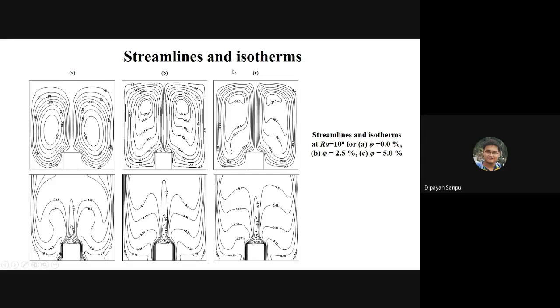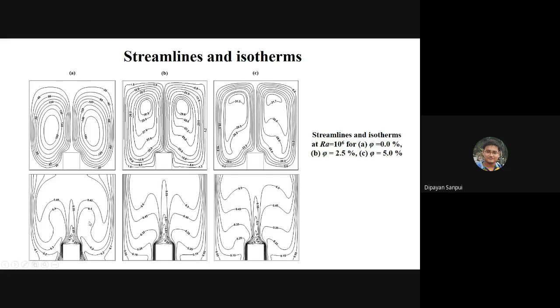So now coming to the streamlines and isotherms, we have represented this at a constant Rayleigh number. As we know, with increasing Rayleigh number, the buoyancy forces increase, so the flow circulation will be more. But if you move towards a higher concentration range, the flow circulation is decreased. This is because with the addition of a high amount of nanoparticles, the fluid is getting congested, and the flow circulation is decreasing.